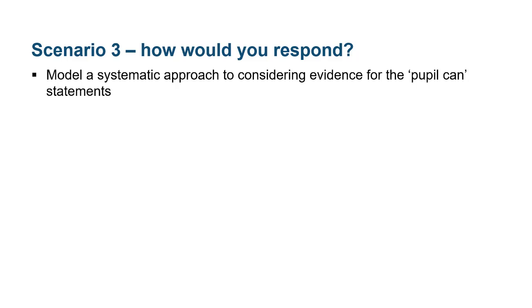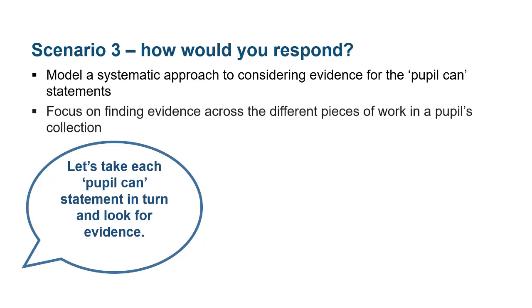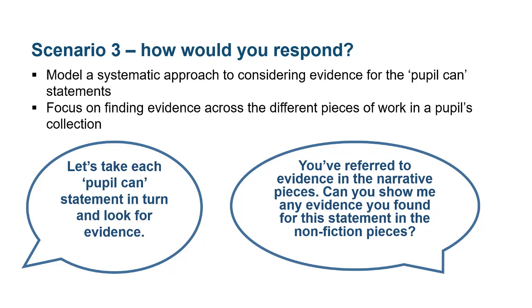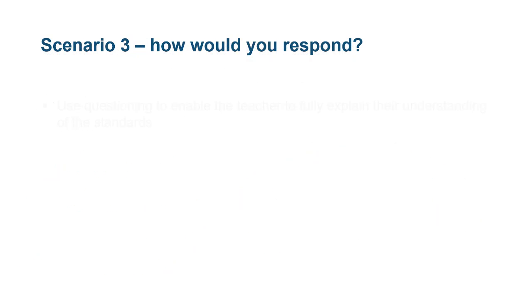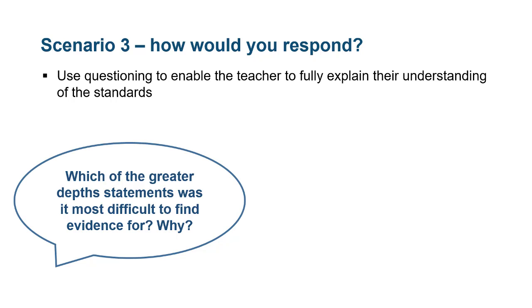You could model how to look for evidence systematically in the work sample, taking each pupil can statement in turn. For example, you could read aloud sections of the writing that highlight occasions when the pupil has not exercised a conscious control over the levels of formality. You could also ask about gaps where the teacher might have focused on evidence in some pieces of writing, but not others. For example, they might have found evidence in narrative writing, but not non-fiction. You could use questioning to help the teacher to fully explain their understanding of the standards set out in the teacher assessment frameworks. For example, you could ask them to explain which greater depth statements it was difficult to find evidence for, and explore this in discussion.